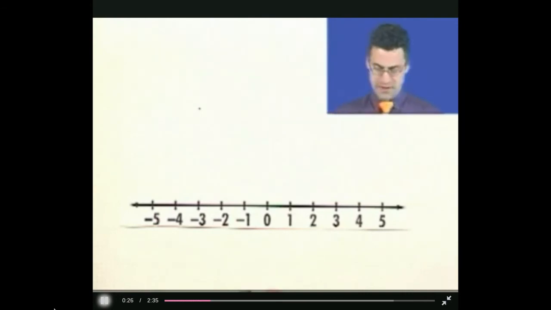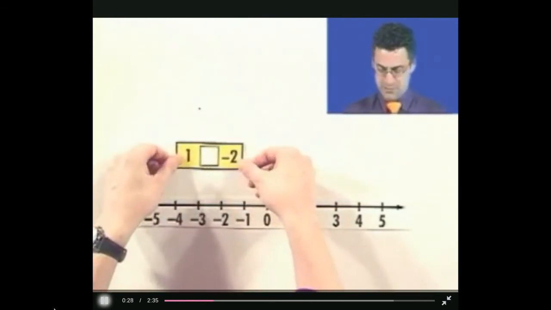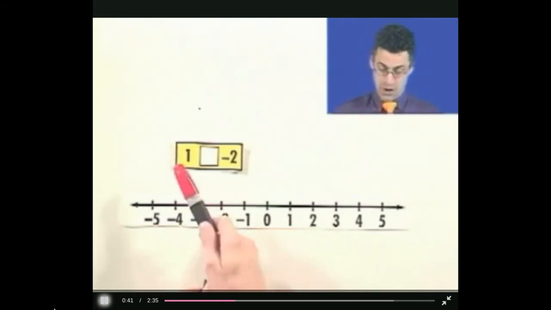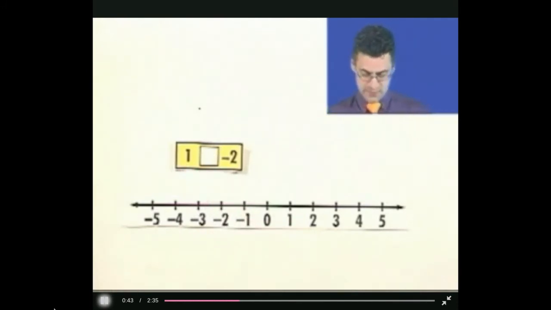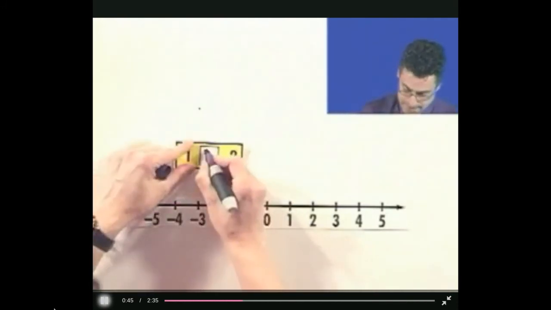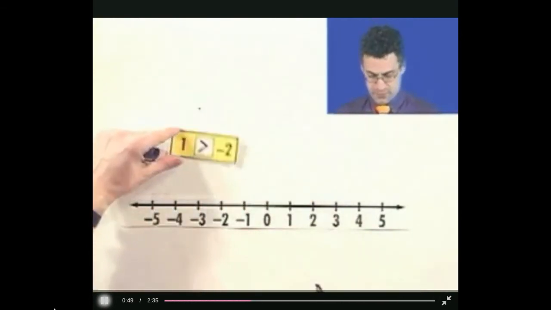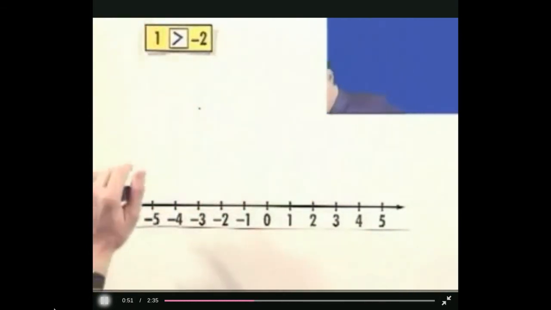So let's actually figure out the appropriate inequality sign that we should put in between these two numbers. So I see 1 and -2. So let's check them out. I see 1 is here and -2 is here. So since 1 is to the right, 1 is larger. So 1 is greater than -2, and we would indicate that with this symbol. 1 is greater than -2. Great. Let's try this one.